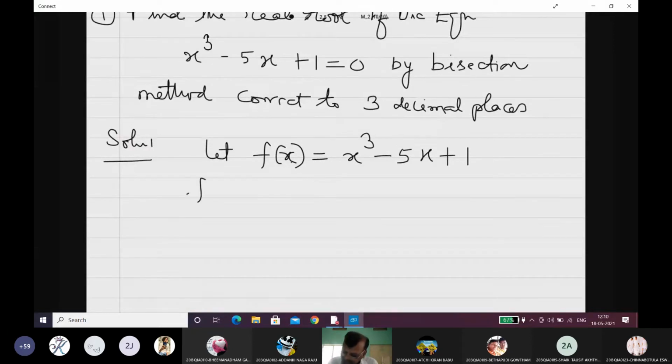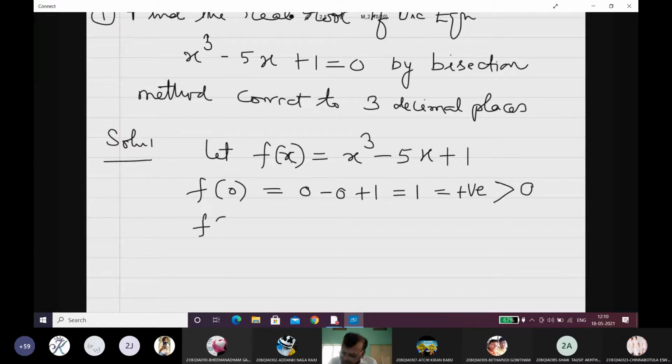First, f of 0. Put x is equal to 0 in that equation. What is that one? 0 minus 0 plus 1. Is it positive or negative? 1. Positive. Write positive, or greater than 0, as you like. Greater than 0 means positive, and less than 0 means negative.